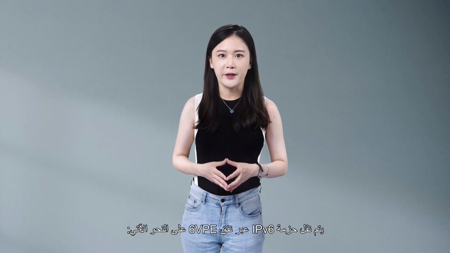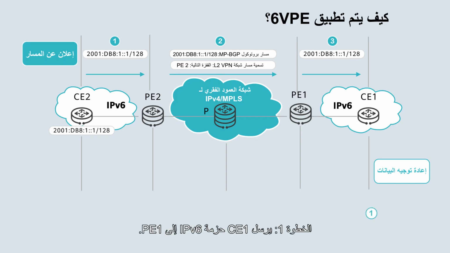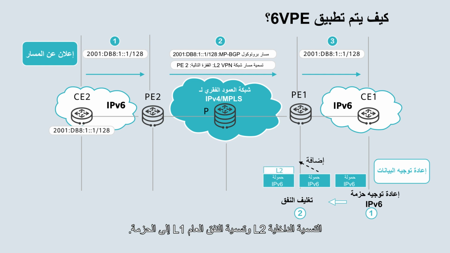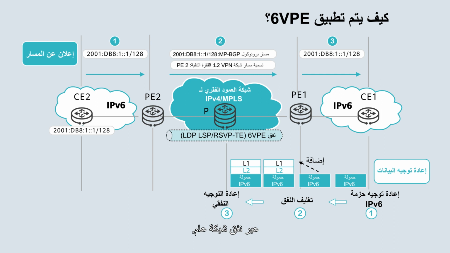An IPv6 packet is transmitted through a 6VPE tunnel as follows. Step 1. CE2 sends an IPv6 packet to PE1. Step 2. Upon the receipt of the IPv6 packet, PE1 adds the inner label L2 and public tunnel label L1 to the packet. PE1 determines the inner label based on the IPv6 VRF and the public tunnel label based on IPv4 address information. Step 3. PE1 forwards the labeled IPv6 packet to P through a public network tunnel. P forwards the packet based on labels and is unaware of the inner IPv6 payload.